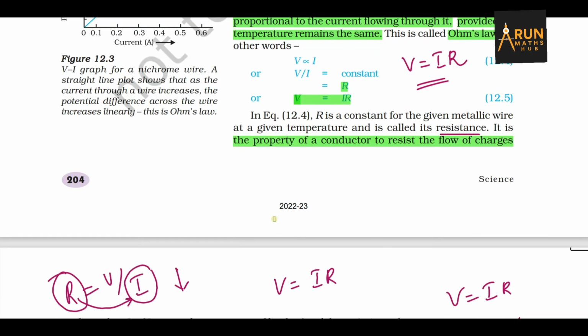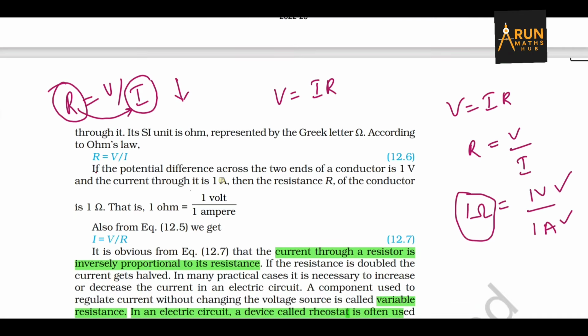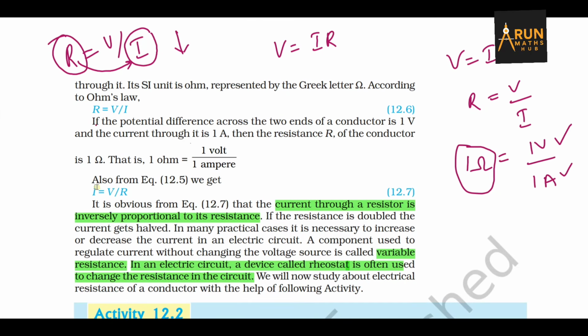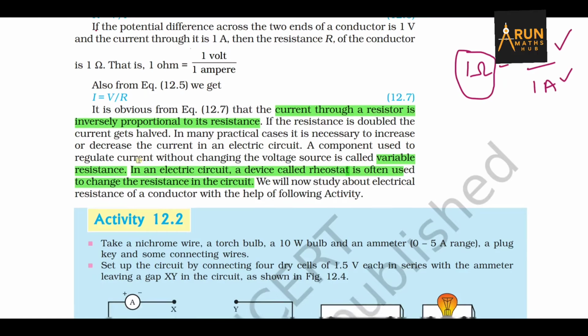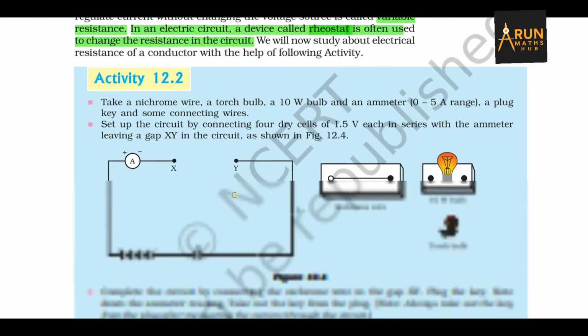Then Ohm's law, the concept of resistance, definition of 1 ohm. Then the relationship between current and resistance. If the current increases, the resistance decreases. Based on this you can expect a question. And you have the concept of rheostat. To change the current, we use a component called a rheostat. Rheostat is usually used to change the value of the resistance.